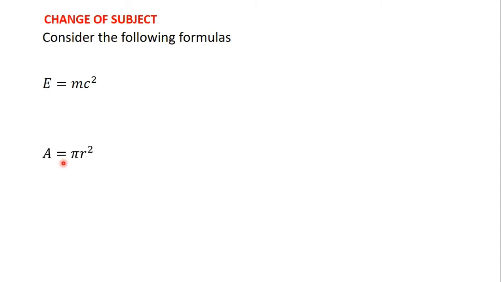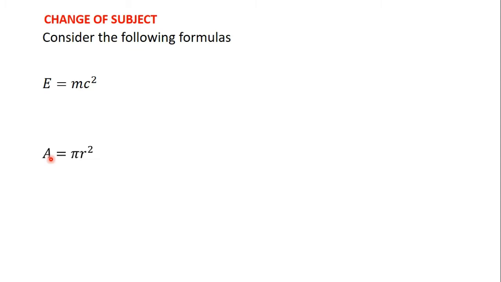In the second equation, we can see that A is on the left hand side alone with no variable attached to it, but on the right hand side r squared has pi attached to it. Now, because A is on the left hand side alone with no variable attached to it, A is said to be the subject of the equation.